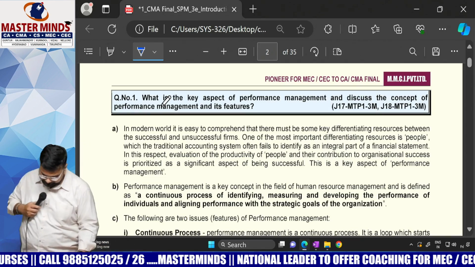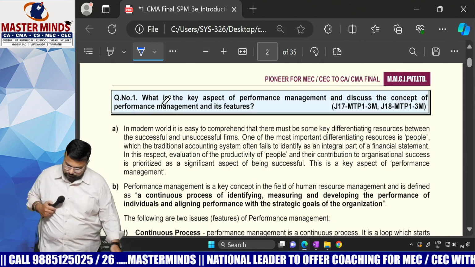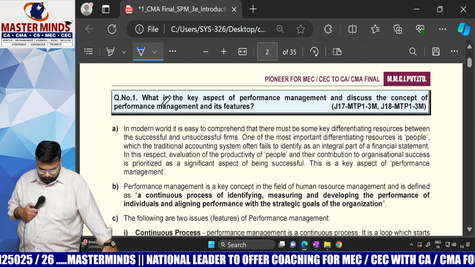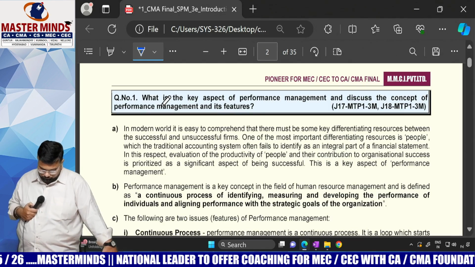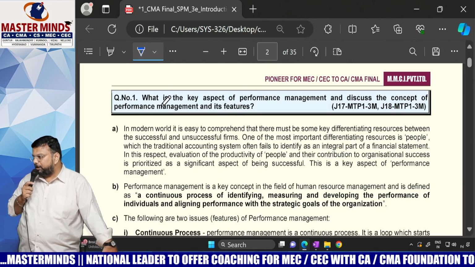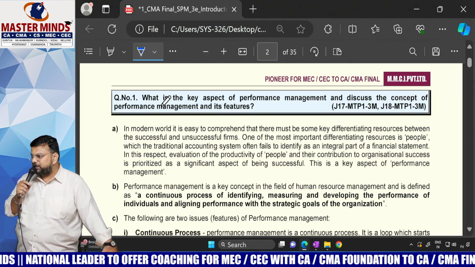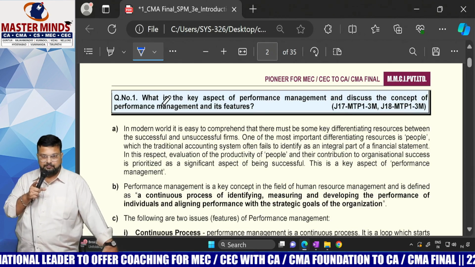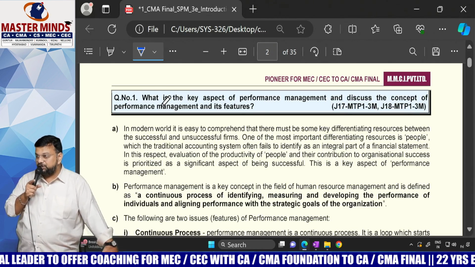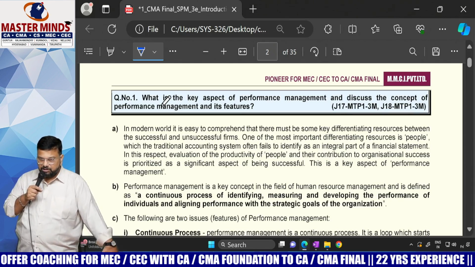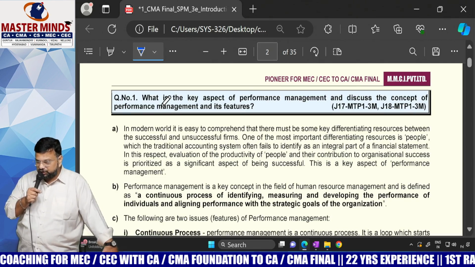Next, one of the most important differentiating resources is people, which the traditional accounting system often fails to identify as an integral part of the financial statement. Without people, without employees, we can't do anything. Yet that element is not shown in your financial statements. Forget about profit and loss, at least on the asset side, you will not see any employee there, right? This element is missing in your financial statements.